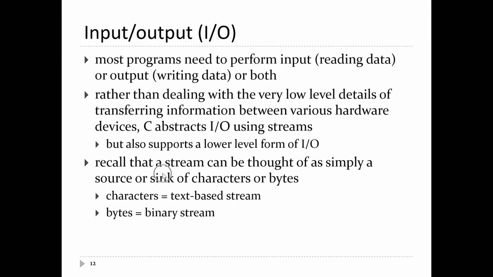A stream in C is just a source or a sink of characters or bytes. If it's characters, then it's some sort of text-based stream. When you're typing something into standard input, you can think of that as being a stream of input where the input's coming from the keyboard. If it's a stream of bytes, then it's binary data of some kind, and then it depends on what the binary encoding of the data actually is. We're only interested in text-based data.